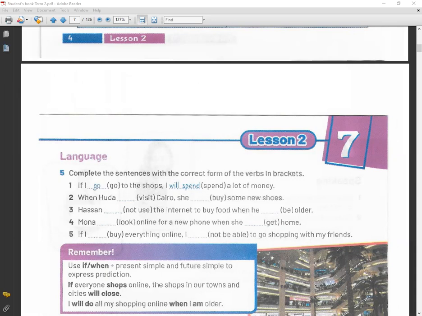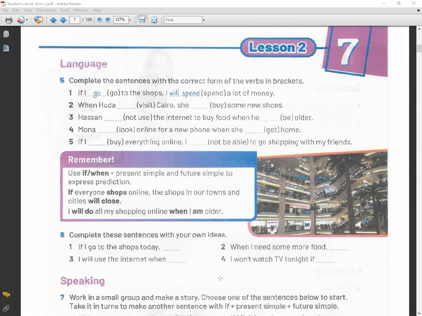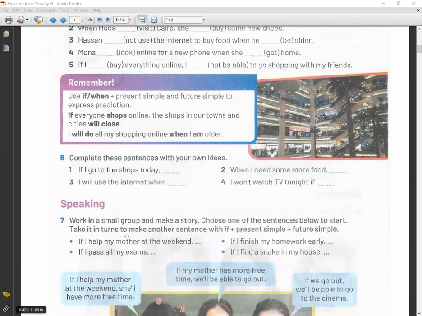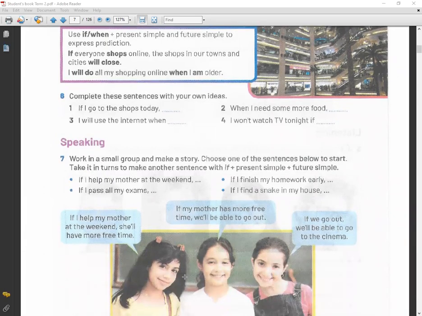I need to correct the verbs between brackets related to this grammar rule, which is if or when, followed by present simple, and the second sentence will be future with will. Here, finally, in the speaking exercise, we need to play this game together. We have to start with one of these four sentences. The first one starts with, if I help my mother at the weekend, she will have more free time. The second one says, if my mother has more free time, we will be able to go out.